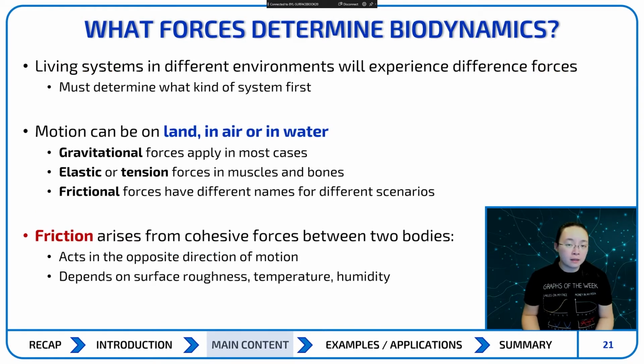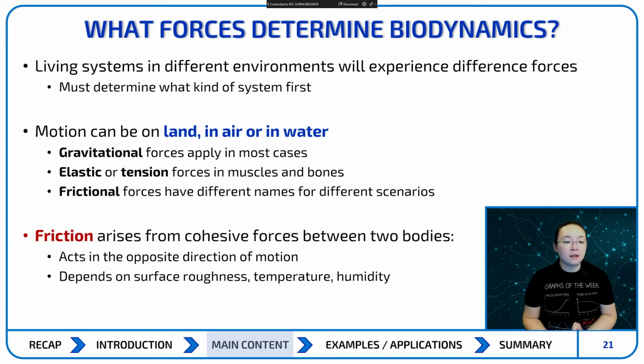So now we really start talking about what types of forces we have to consider when we're looking at biodynamics questions and scenarios. Living systems are always in different environments, and we have to be aware of that. Because of that, they're going to experience different forces. So the first step to all of these problems, especially in biophysics, is to know your surroundings. Figure out what kind of system you have first, and then you'll be able to figure out how that system is going to act on your living organism, and then you can do further analysis with that.